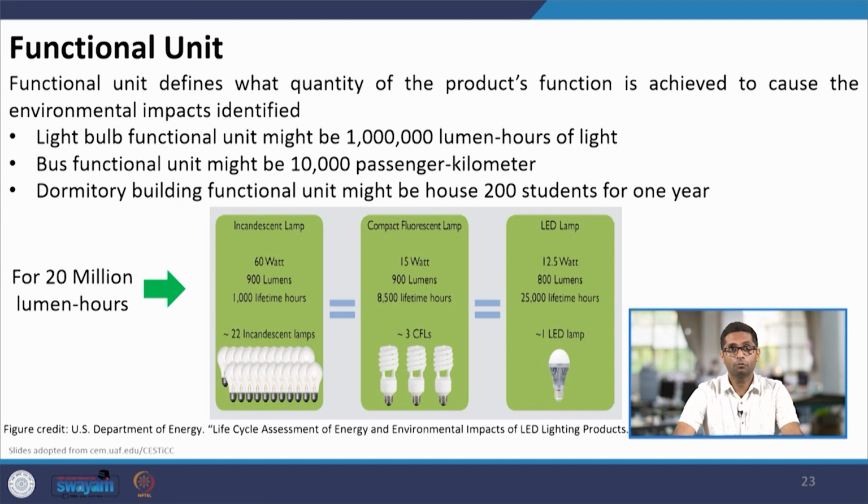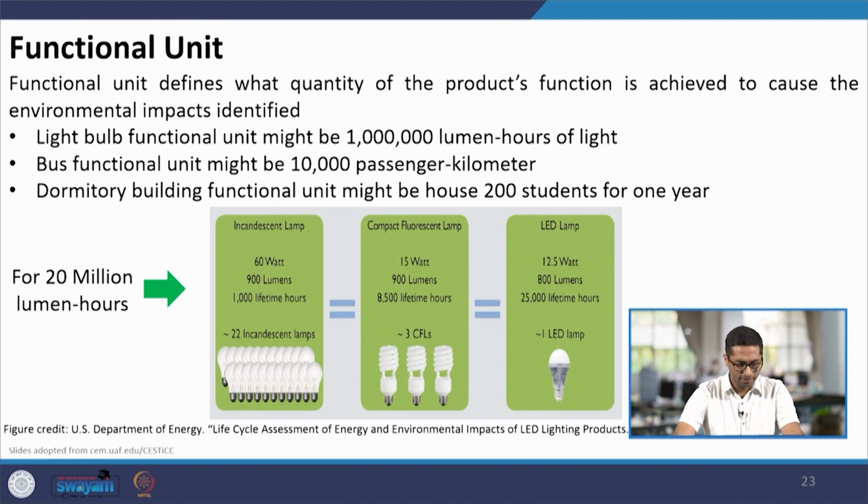So if I am talking about a typical unit of 20 million lumen hours, one LED bulb might be able to provide the same amount of this kind of function unit as compared to 3 CFLs and 22 incandescent bulbs. And this is where the importance of function unit comes in. It helps you do a justifiable comparison between different options, which might not always be possible because the different systems would have very different dynamics.